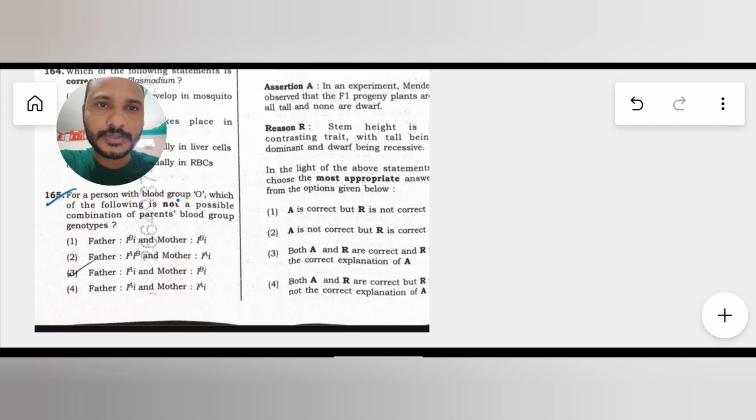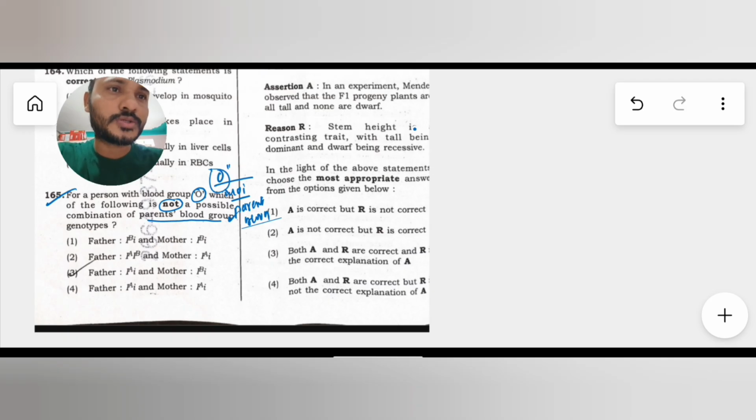For a person with blood group O, which of the following is not a possible combination of parents' blood group genotype? Here the keyword is not. The person having O blood group is the progeny, and we have to identify which combination of parents is not possible. Okay, we will discuss each and every concept in detail.